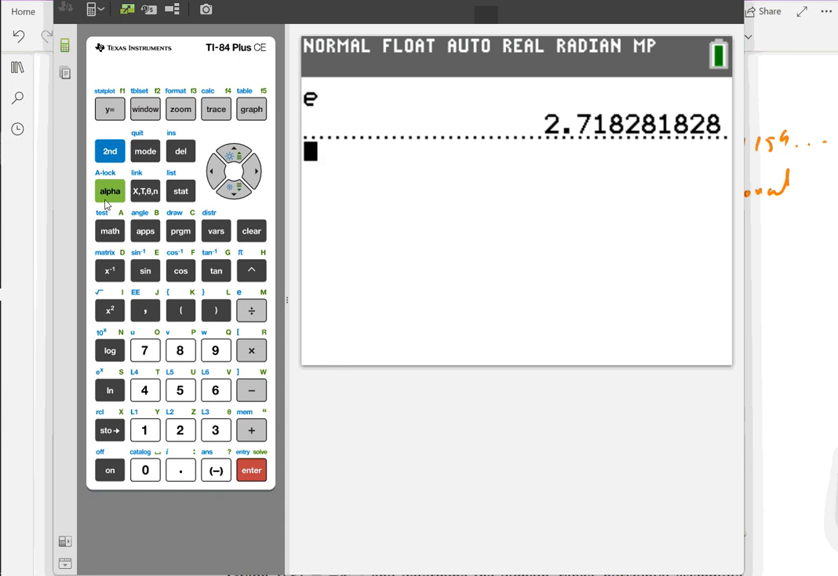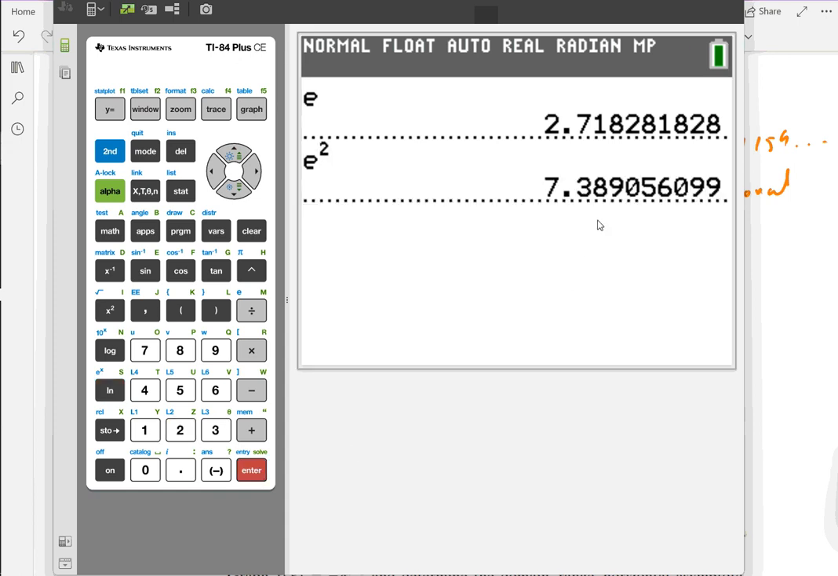Now, another thing we can do to find that, we press the second key and then this ln. That's not an I, that's a lowercase l. And then that gives us e to the x. So if we want to raise it to a power, if I want to take it to the second power, e squared is going to be about 7.38.